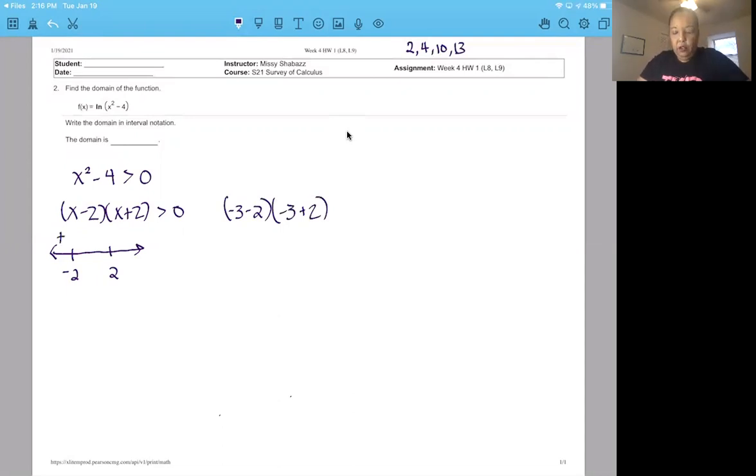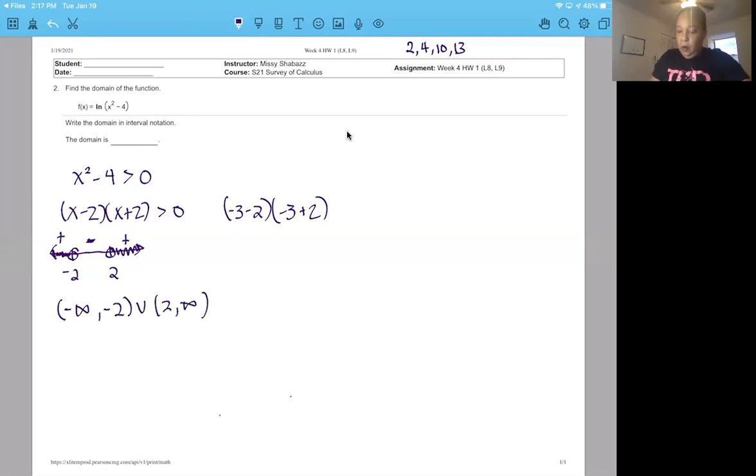A number between -2 and 2, I'm going to choose 0, which is going to give me a -2 times a +2, which is a negative number. I'm going to choose a number greater than 2, so let's try 3. That's going to give me a positive number times a positive number, which is a positive number. And we are not going to include -2 and +2 because it's not greater than or equal to, it's just greater than. And we are looking for numbers that are positive because it's greater than 0. So I'm going to choose this interval and this interval. So my domain is going to be -infinity to -2 union 2 to infinity.